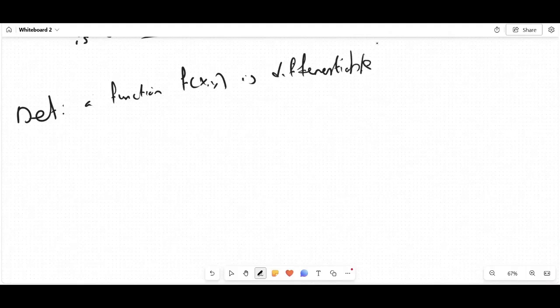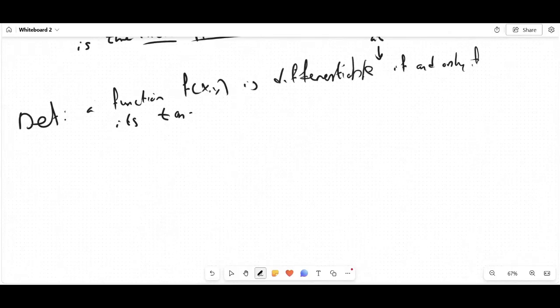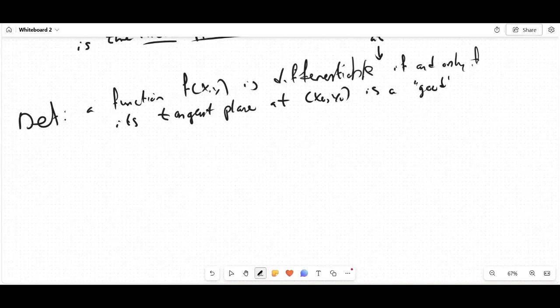So this is kind of vague what I'm going to write, but not really. A function of x and y is differentiable at a point, at whatever point we're starting at, x initial, y initial, if and only if its tangent plane at that point is a quote good approximation to f.